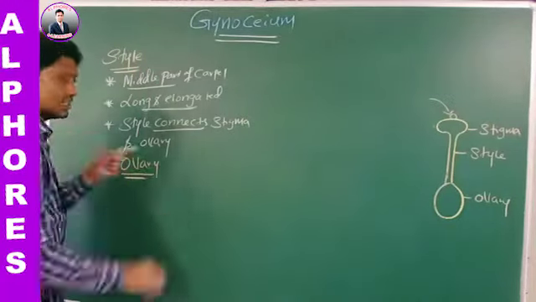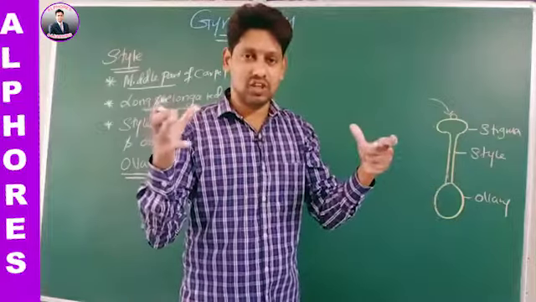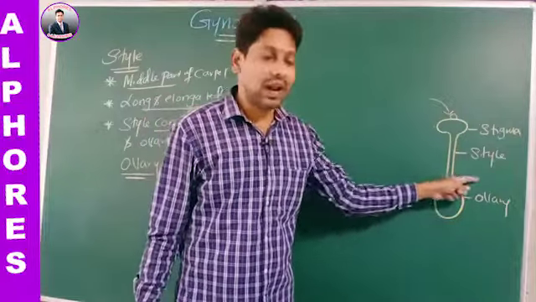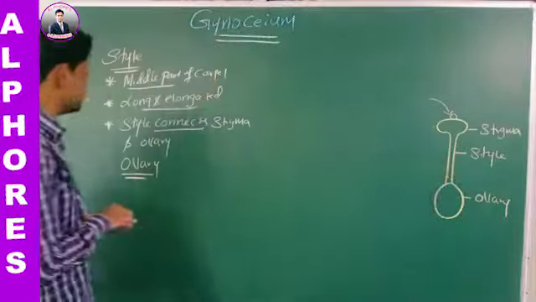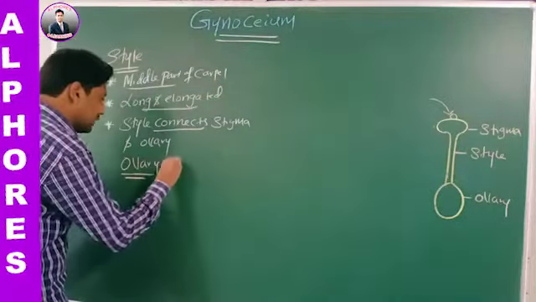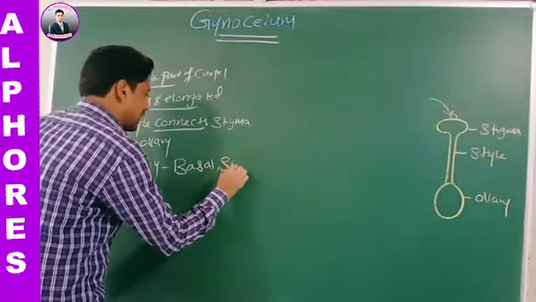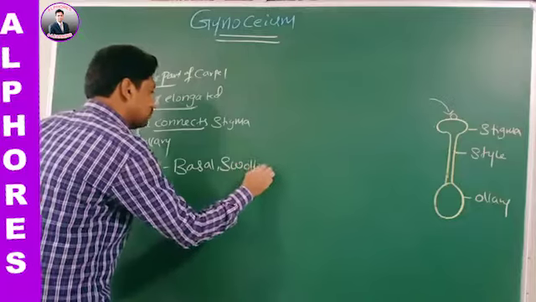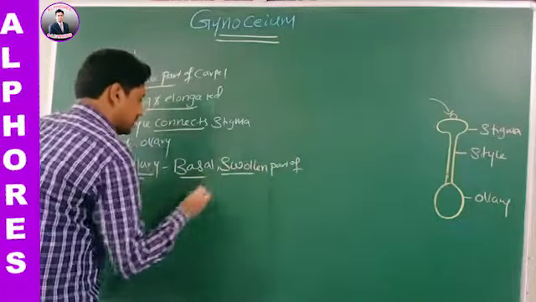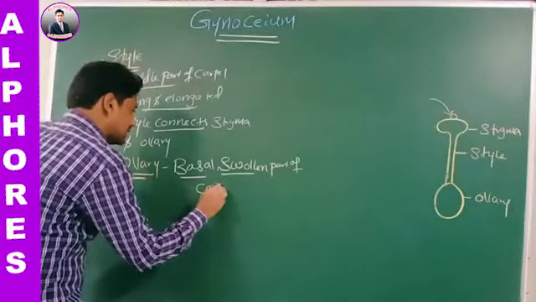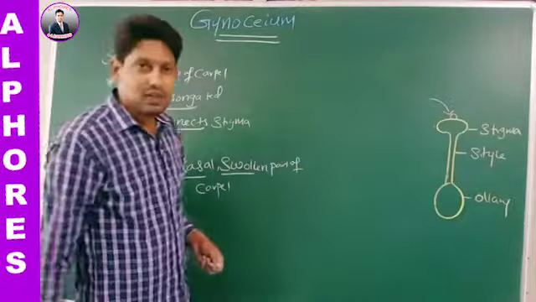See the diagram. This is the basal part of the carpel and it is bulged. The basal swollen part of the carpel is called the ovary. Swollen means bulged. The ovary is the basal swollen part of the carpel.